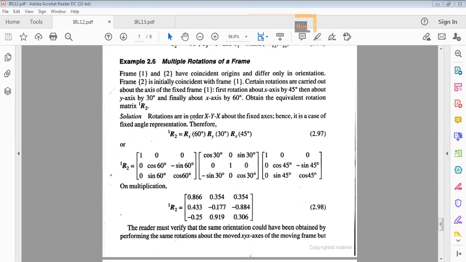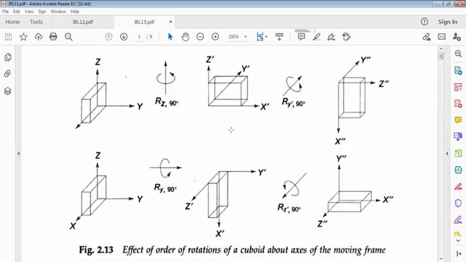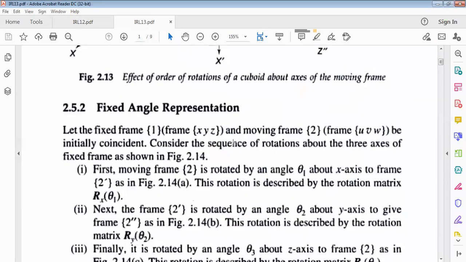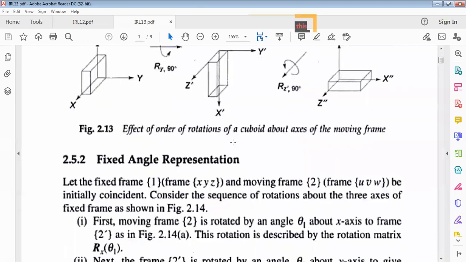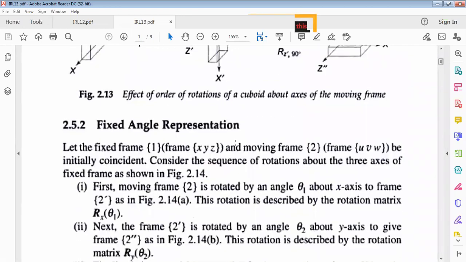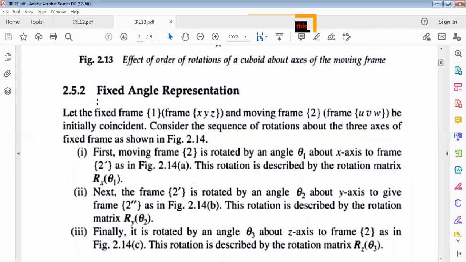So let us go to another slide. The above topic is principal axis rotation. Now the other topic is fixed angle representation, that is, rotation which happens by fixed angles.